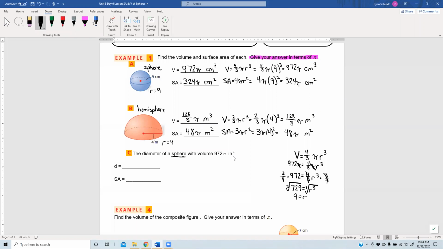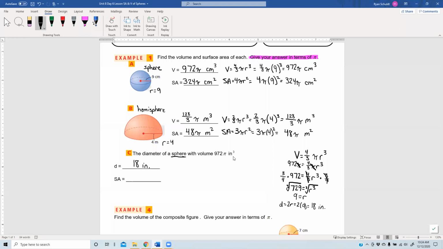Now remember, it's asking for diameter, not radius. It wants diameter. Well, how do you get diameter? You do 2 times the radius. So 2 times 9 is 18 inches. So our diameter is 18 inches.